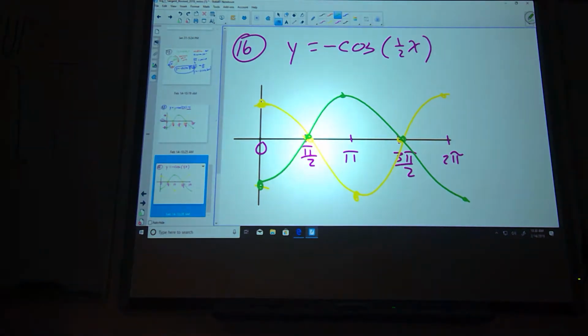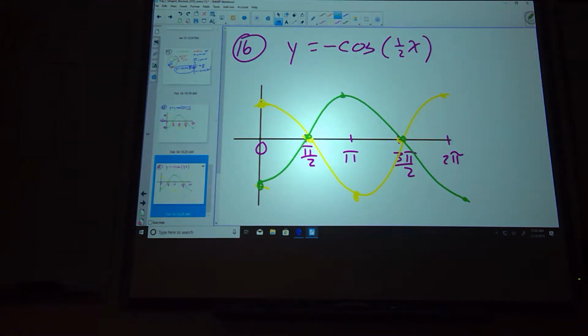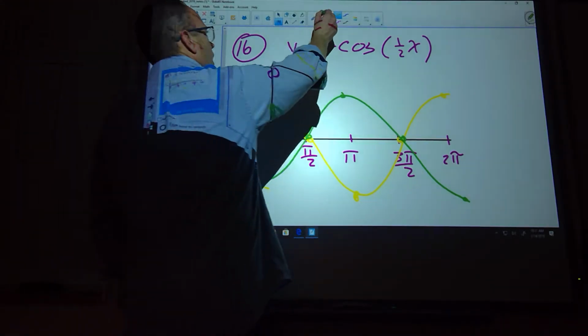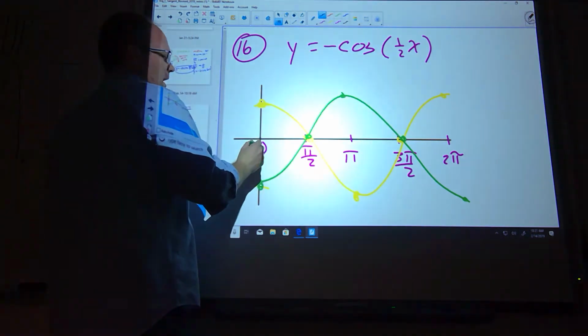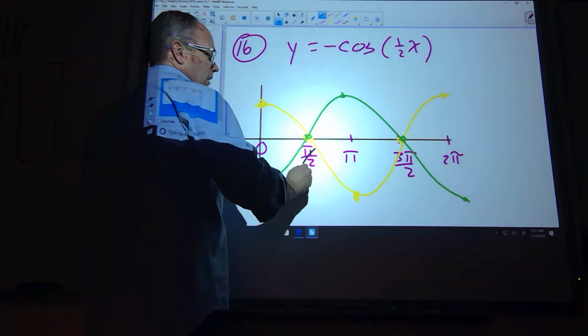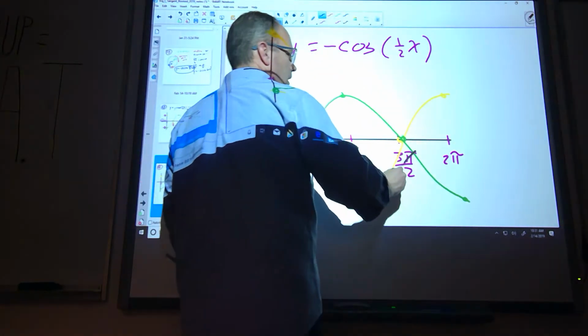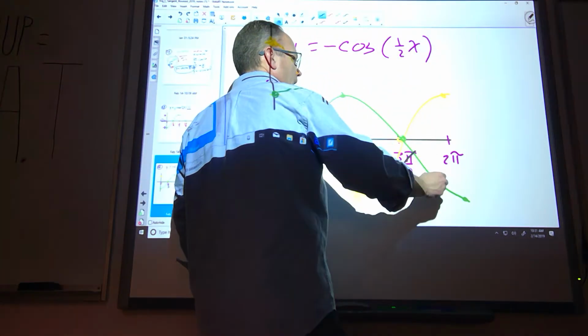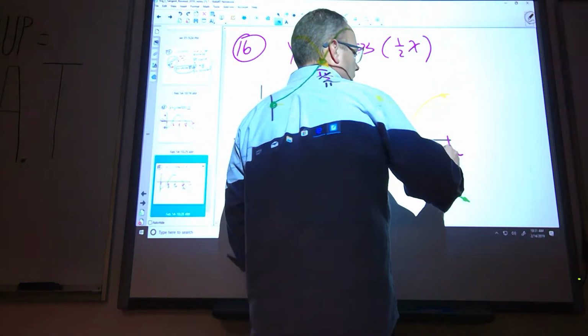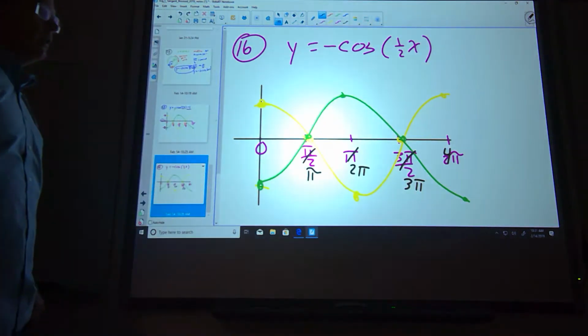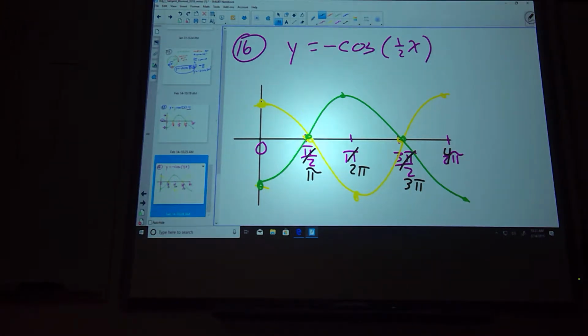That half in front of the x means it's now going to take twice as long to get a whole iteration. So that means now I need to double all of my values. Double that, well, that's still 0. Double that, that's now going to be pi. Double that, that's 2 pi. Double that, that's at 3 pi. Double that, meaning multiply times 2, that's going to be at 4 pi. The green's not correct. And it's upside down because of that.